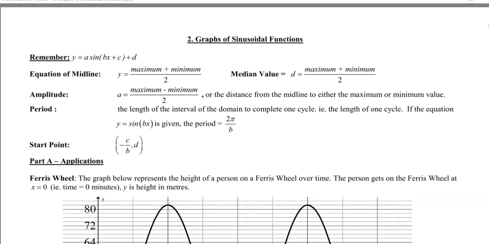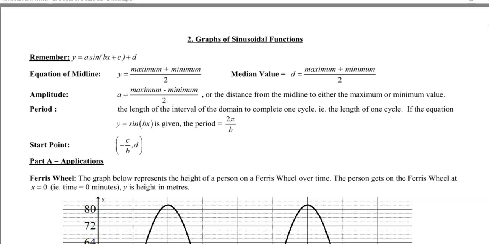So the equation looks like this. y = a sin(b(x + c)) + d, which is the form that the calculator will give when we do the regression equation. Okay? The equation of the... well, let's start with the median value.